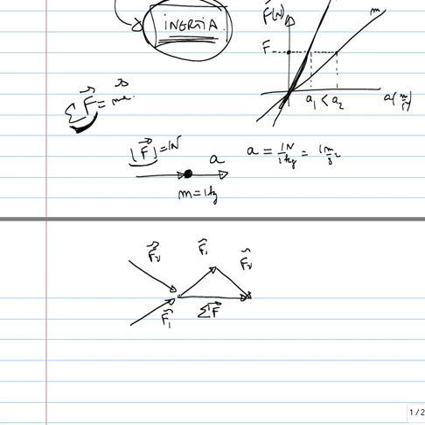So for this particular case, if I apply two forces, F1 and F2, to this particular system of mass m, I know that the acceleration direction will be in the same direction as my resultant force, and in this case, horizontal.